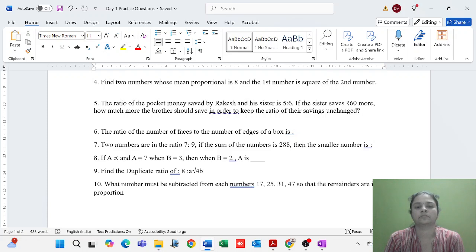126. 126. Let us check. Yes, it is the correct answer. So let's quickly go to the working.